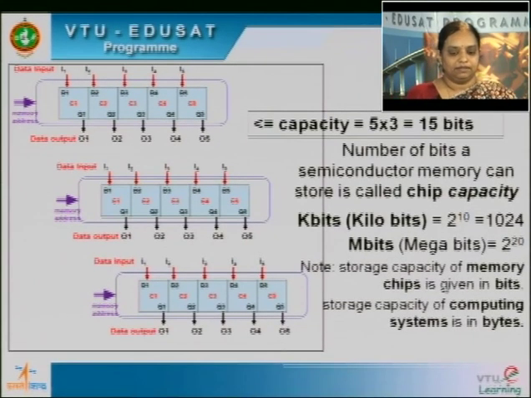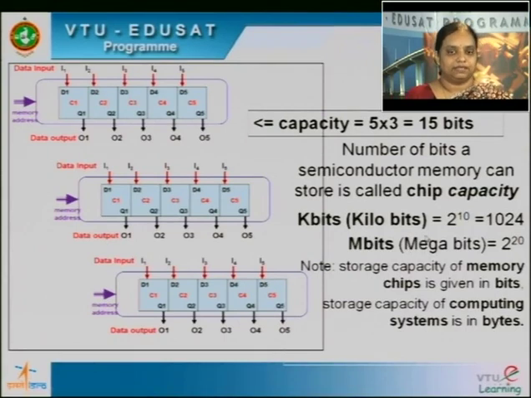So we can define the memory capacity or the chip capacity in terms of bits or bytes, and if it's in terms of bits, it will be like 2 to the power of 10, that is kilobits or megabits. And if it's in terms of bytes, whatever chip capacity you have in bits has to be divided by 8.